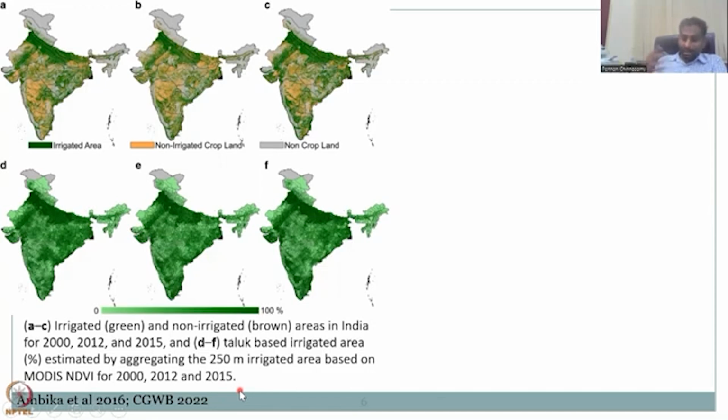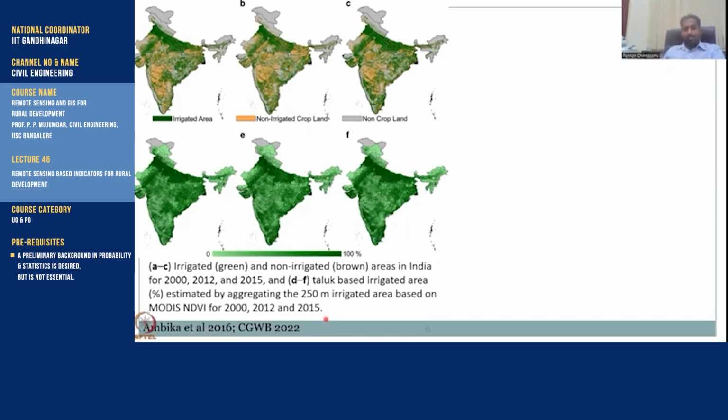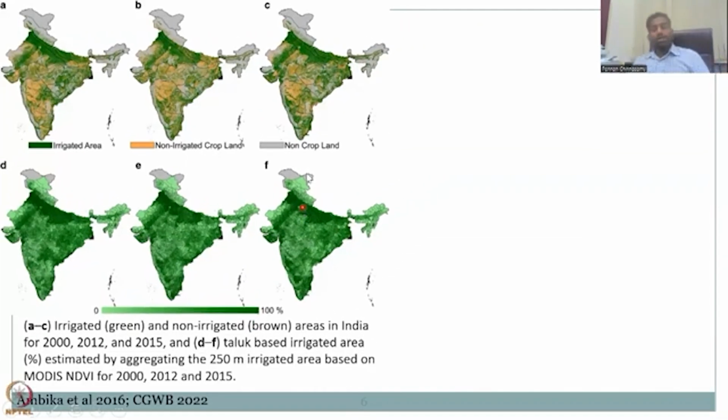So just aggregating the 250 meters, what color is coming? Is it 0 to 100% irrigated? So 100% irrigated would be almost the NDVI very, very high values. And you could see that along the Ganges, there's high irrigation happening because of canal irrigation and groundwater irrigation.